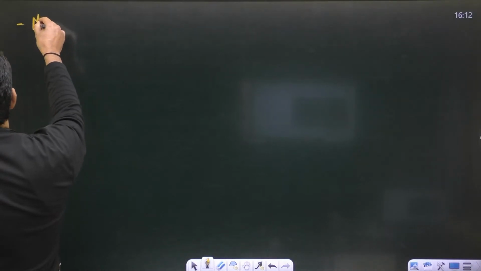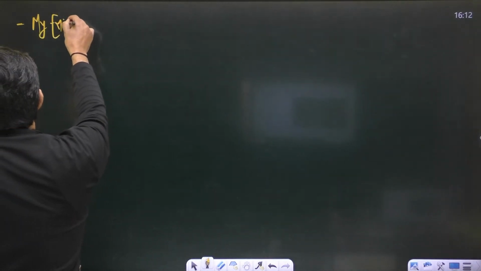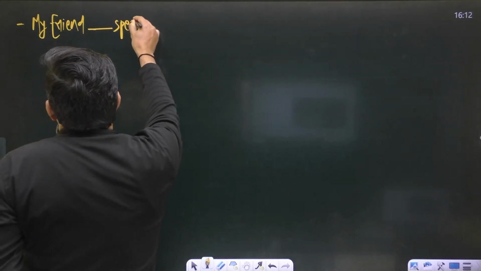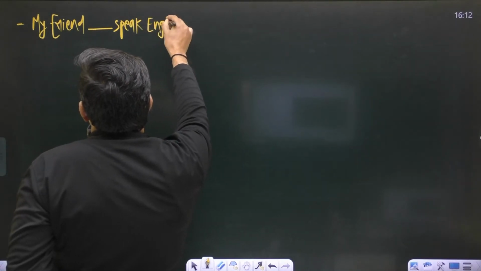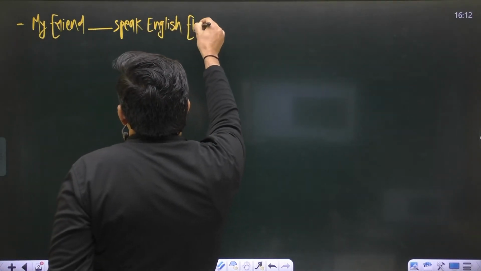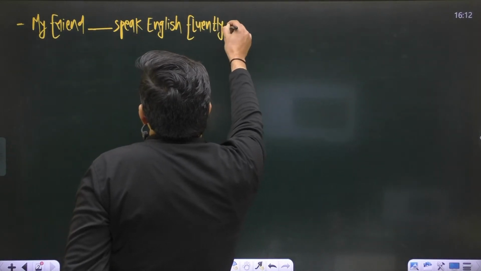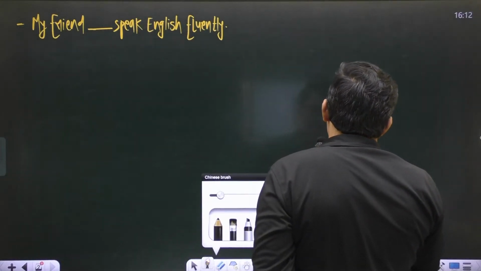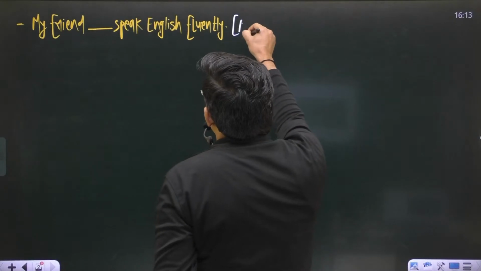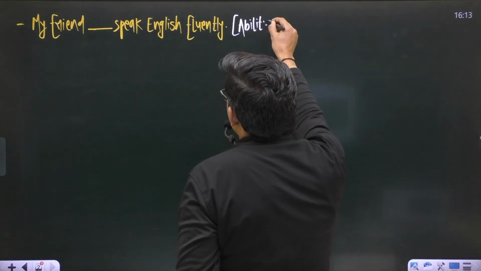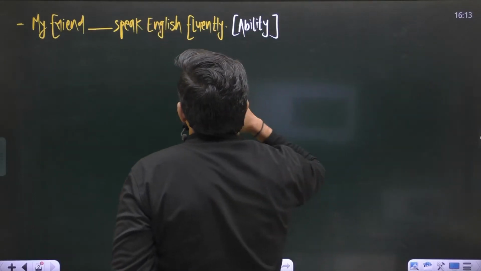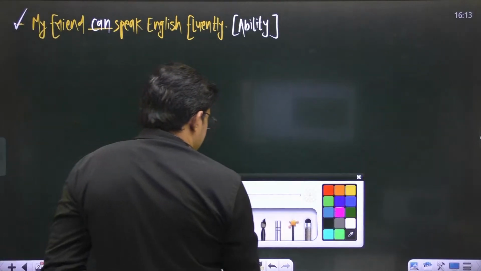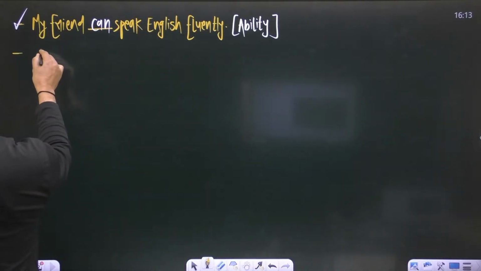A sentence, if I say, my friend blank speak English fluently. The sentence is, my friend blank speak English fluently. Okay. In this sentence, we know it very well. We are talking about ability to speak fluently, ability to speak English fluently. So in this case, we have to use modal auxiliary verb can, right? Okay, let us move to the next sentence.